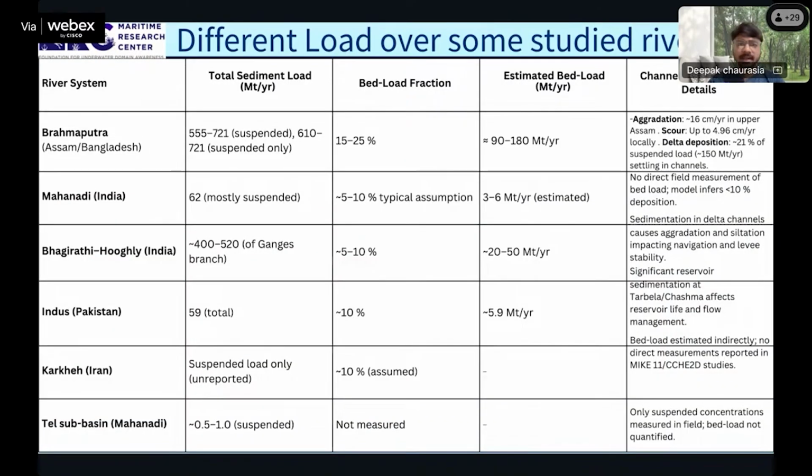Here I have listed down the sediment loads of some rivers that I have studied. As compared to Brahmaputra, if you see, Brahmaputra is way higher than any other river like Mahanadi and Bhagirathi Hooghly, and the Karkheh and Tel sub-basin. Brahmaputra has 700 plus, but none of the other rivers even has 500 plus except Hooghly, which is roughly around 520 in the max case.